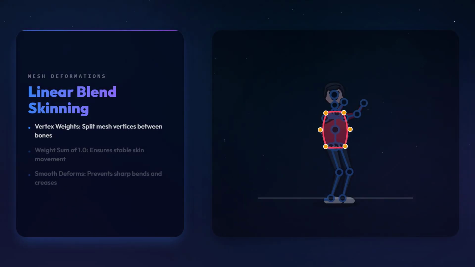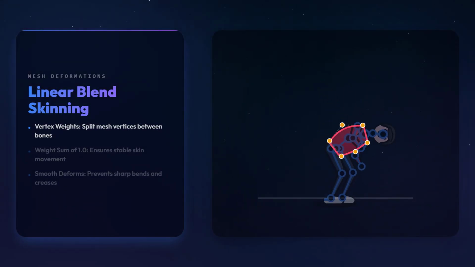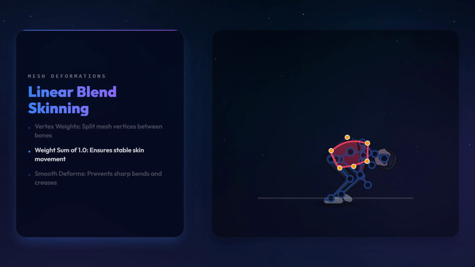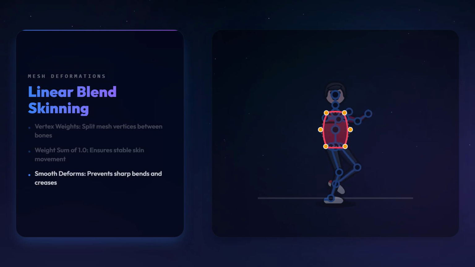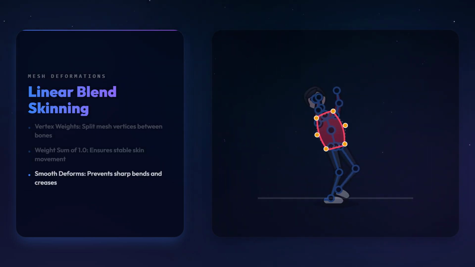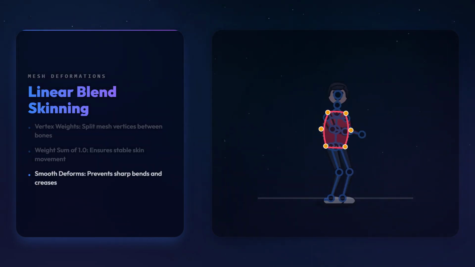To deform the outline mesh smoothly, we apply linear blend skinning. Vertices of the body outline are weighted between neighboring joints. When the spine bends, the mesh deforms smoothly, preventing creasing at the joints.